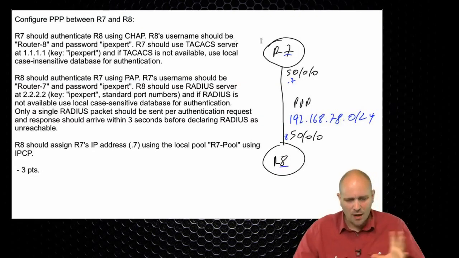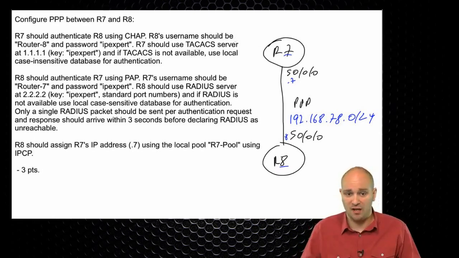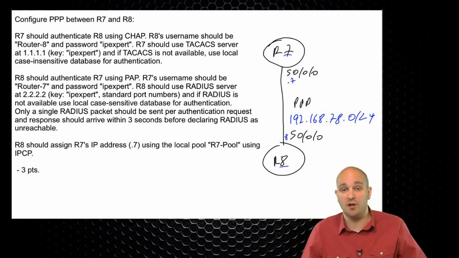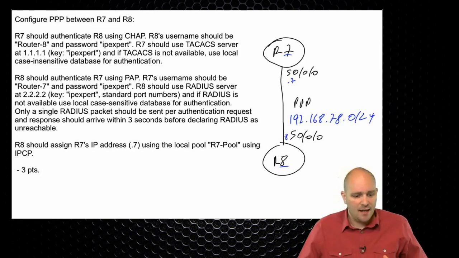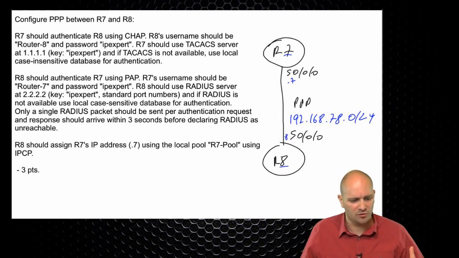So basically we now have the connectivity between R7 and R8. So this is only partially done now. We have actually not solved any part of this task other than configure PPP between R7 and R8. Now, here I'm faced with a choice. What should I do next? Should I configure the authentication? Should I do the IPCP or something?